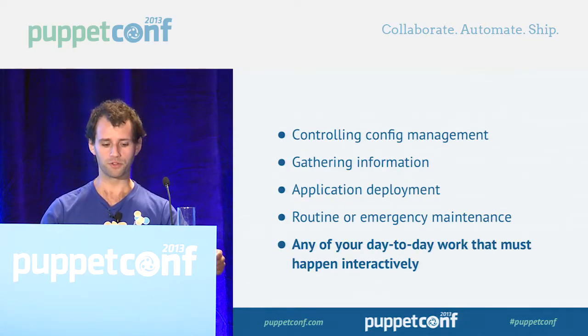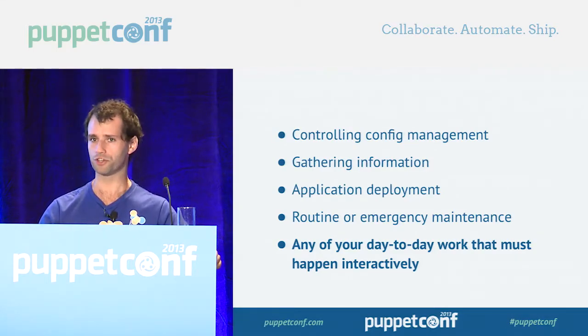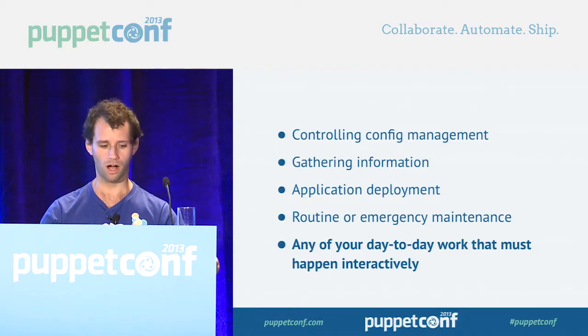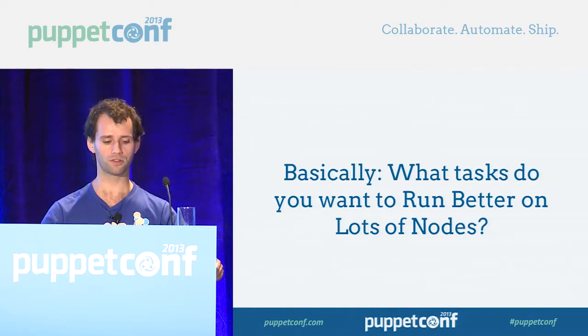And ultimately, any of your day-to-day work that must happen interactively. That's kind of the fundamental difference between orchestration and configuration management. Orchestration is there as a force multiplier for any sort of interactive work you have to do, things that have to happen on command. So to sum up, what tasks do you want to run better on lots of nodes? That's the answer for what orchestration is for in your own infrastructure.